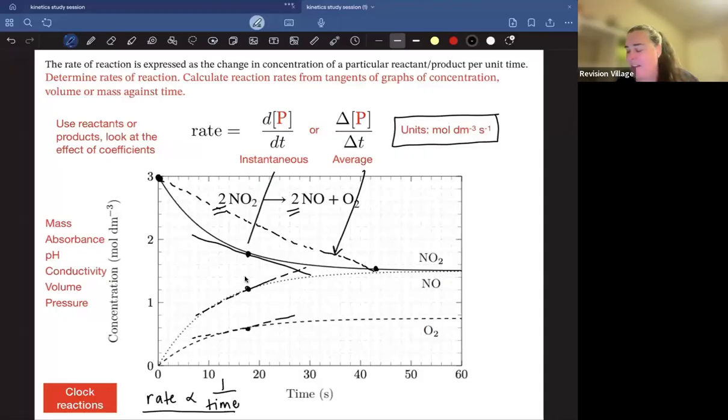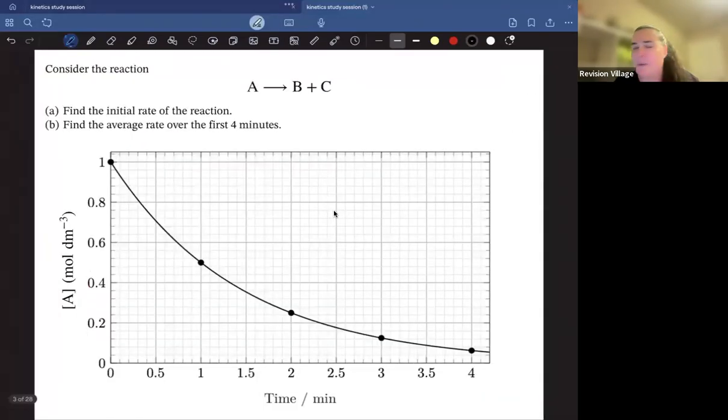Okay, so just a general idea of where we are with rates, just to make sure we're all awake. I came up with an easy starter. How would we find the initial rate of this reaction and how would we find the average rate over the first 4 minutes? Initial rates are going to come up again a little bit later. Initial rate means the rate at time equals 0.